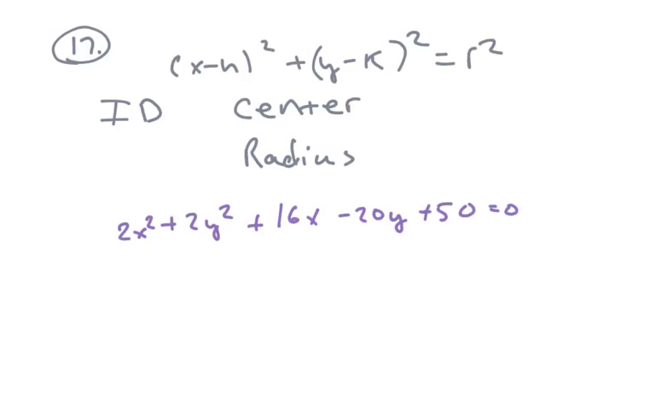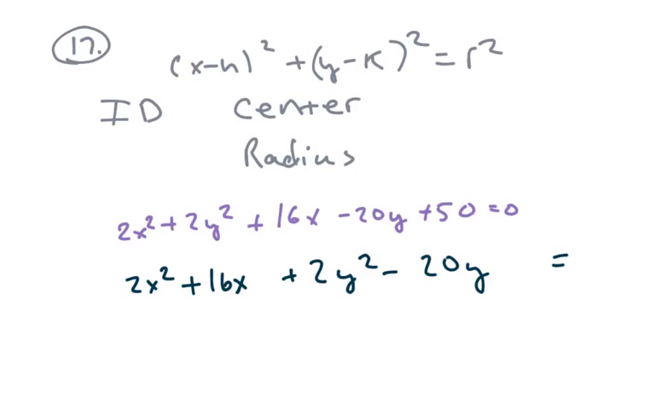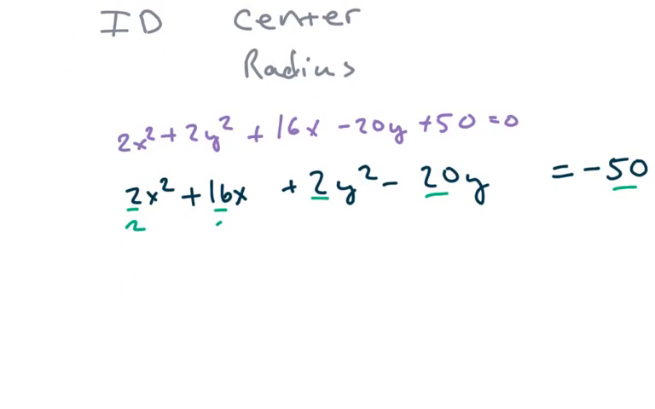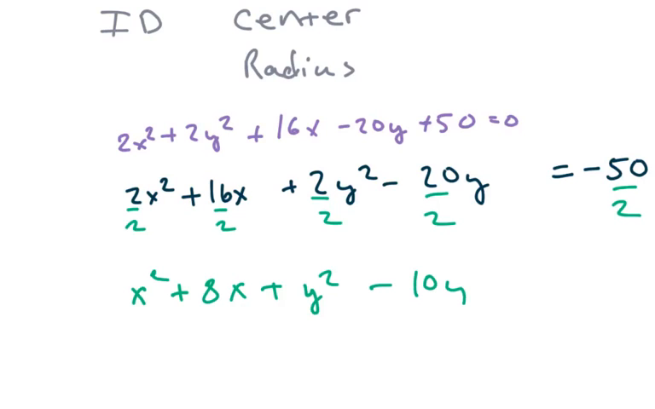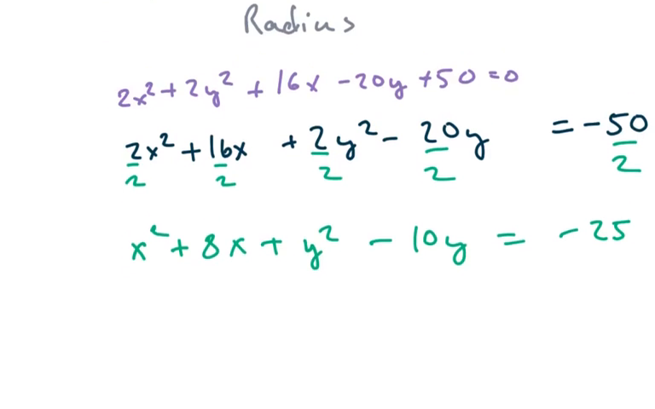So we're going to get our x values together first. So let's put 2x squared and 16x together. And then we'll do the same thing with the y squareds. And the constant, we always move to the other side, so we subtract 50 from both sides. Actually, since all of these are divisible by 2, let's just divide the whole thing by 2. So this gives me x squared plus 8x plus y squared minus 10y equals negative 25.